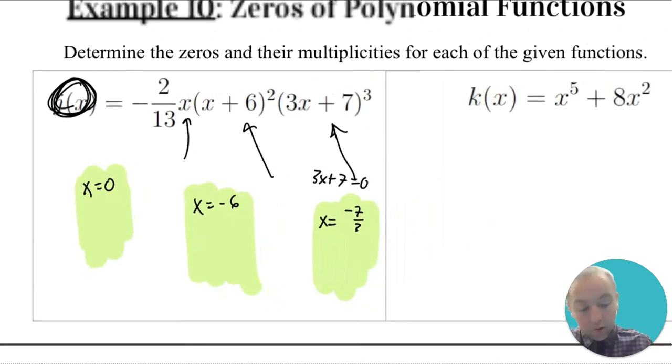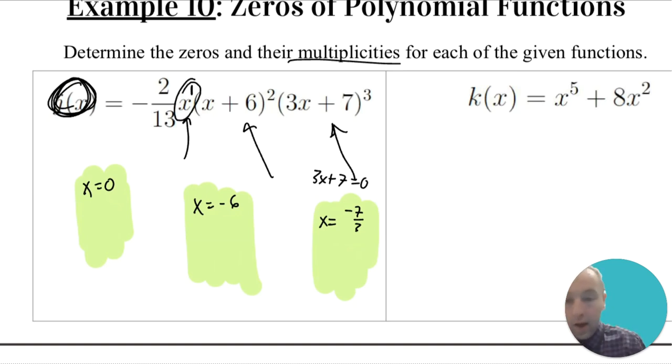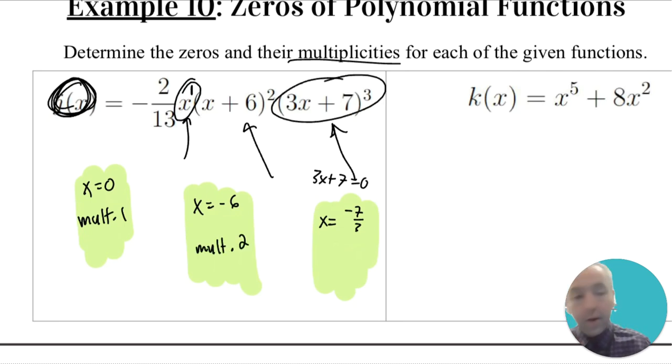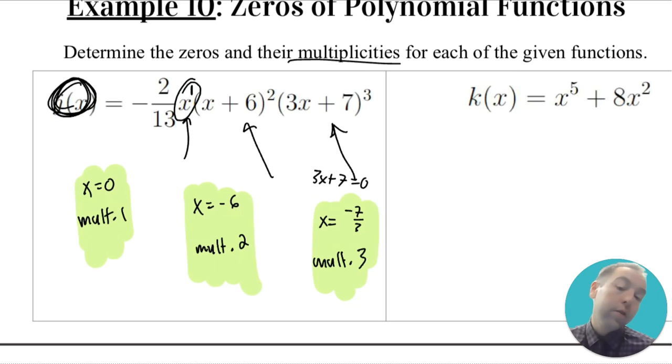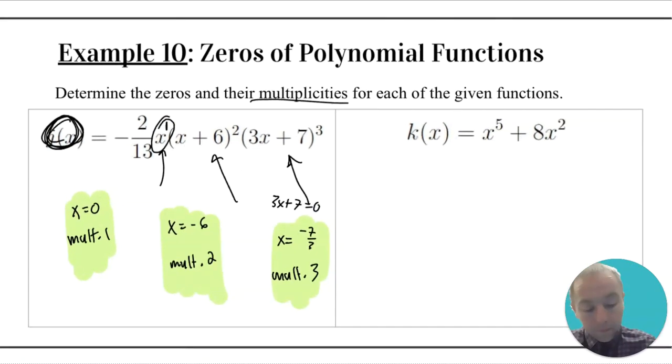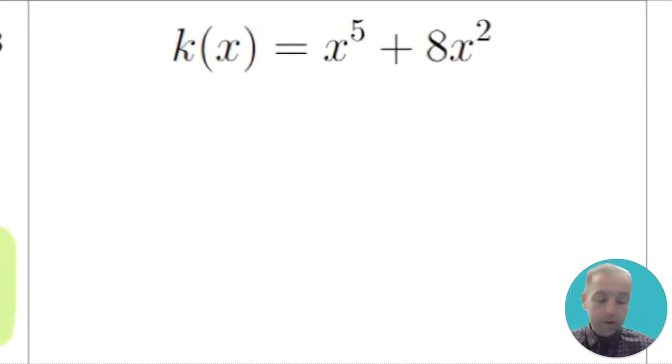But we're asked to also find the multiplicities of each of these zeros. Because there's really just an exponent of 1 on the x, x equals 0 is going to be a zero of multiplicity 1. Because x plus 6 showed up as a factor twice, negative 6 is going to be a zero of multiplicity 2. And this factor had an exponent of 3, so negative 7/3 is actually a zero 3 times, so it's of multiplicity 3. Okay?